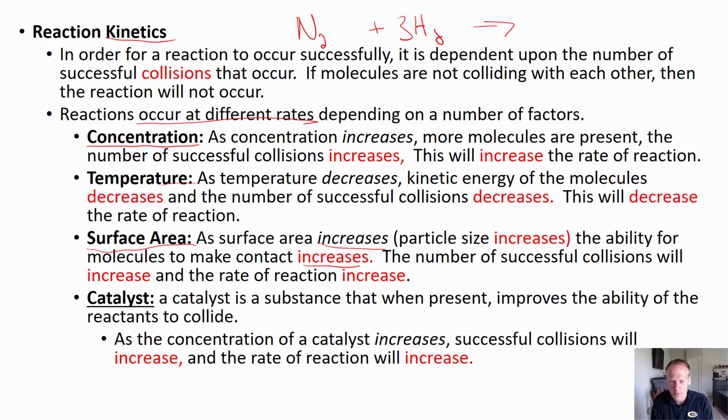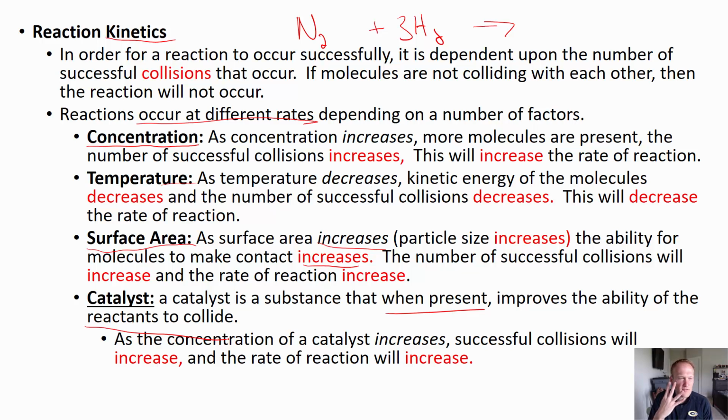we make more product. And then finally, a catalyst is a substance that, when present, improves the ability of reactants to collide, and therefore it will increase the rate of reaction and increase the product. Catalysts are kind of like these bystander chemicals that will create the opportunity for more collisions to take place.